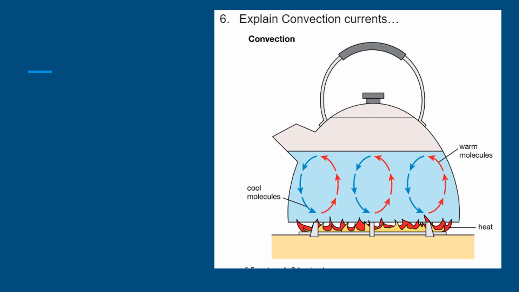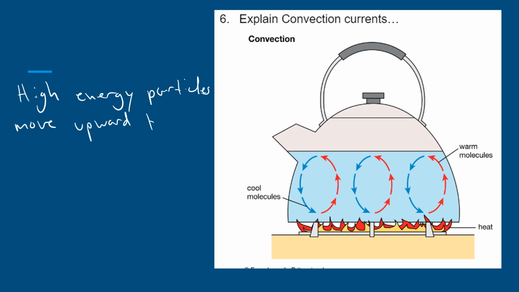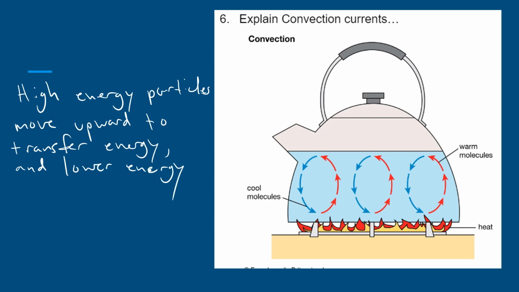Explain convection currents. Well, in convection currents, you are going to have high energy particles move upward to transfer energy, and lower energy particles drop down to receive energy.